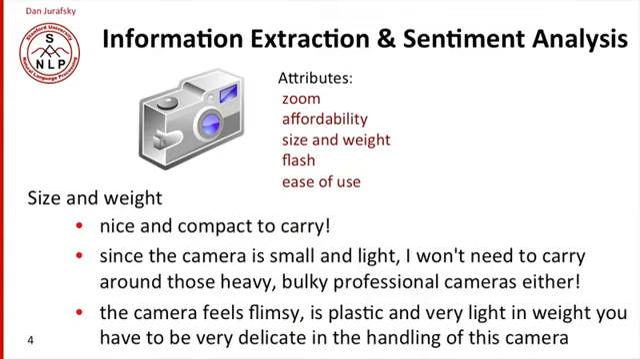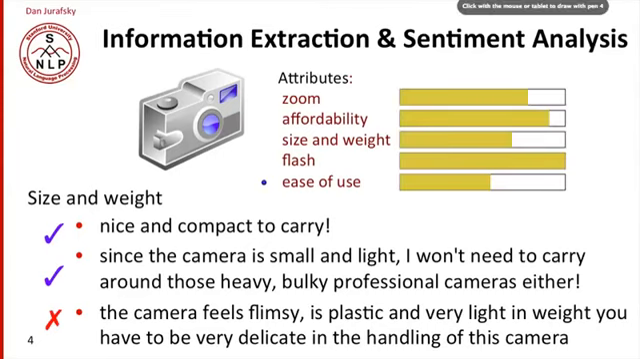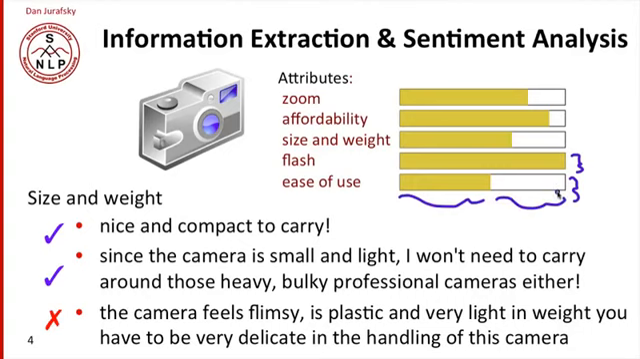For example, if a reviewer said nice and compact to carry, that's a positive sentiment. And here's another positive example. But a phrase like flimsy is a negative sentiment. So we'd like to automatically detect for each sentence what the sentiment is, and then aggregate for each feature, for zoom, for affordability. So we might decide that for this camera, the reviewers really liked the flash, but they weren't so happy about the ease of use. So we might measure the positive and negative sentiment about each attribute and then aggregate those.